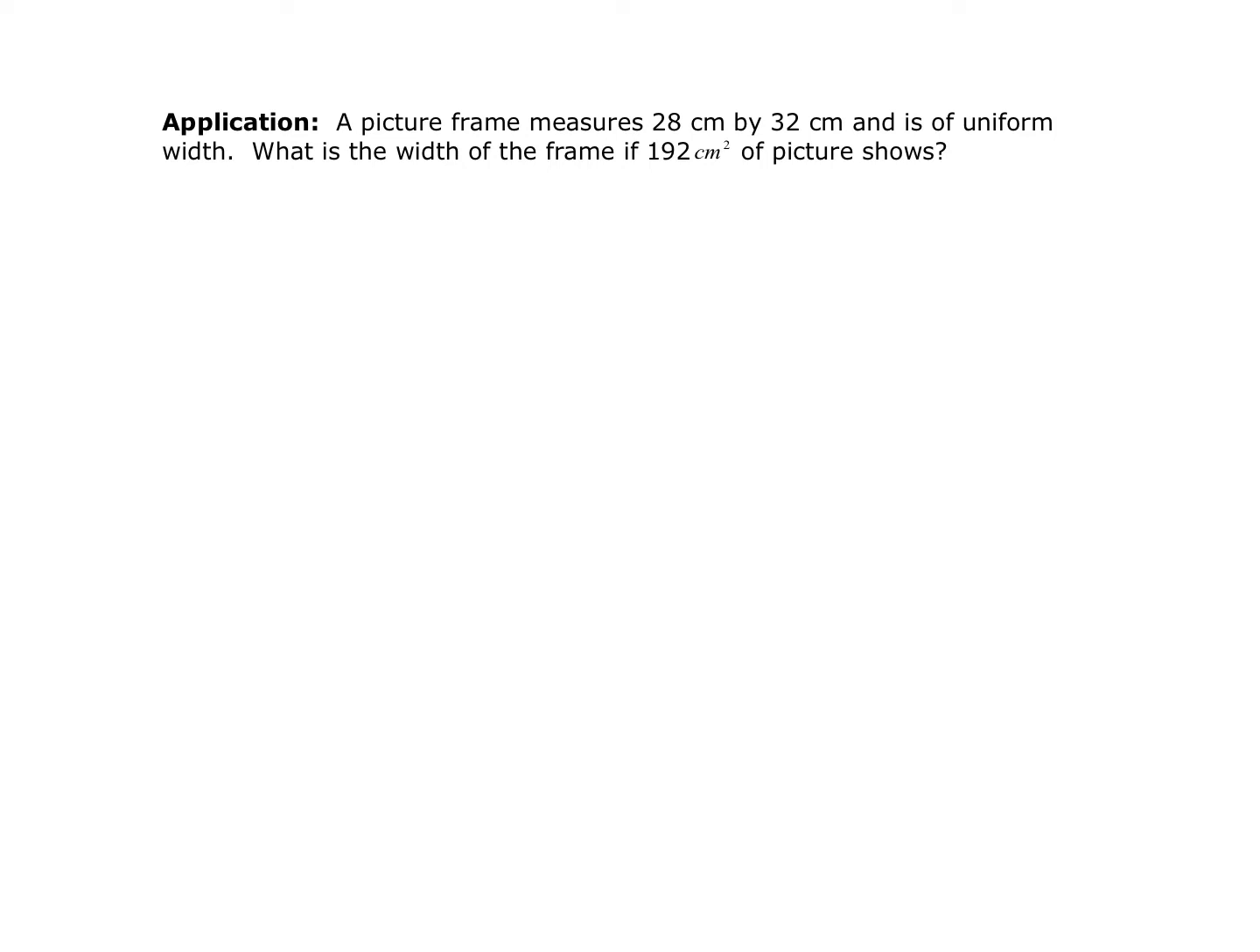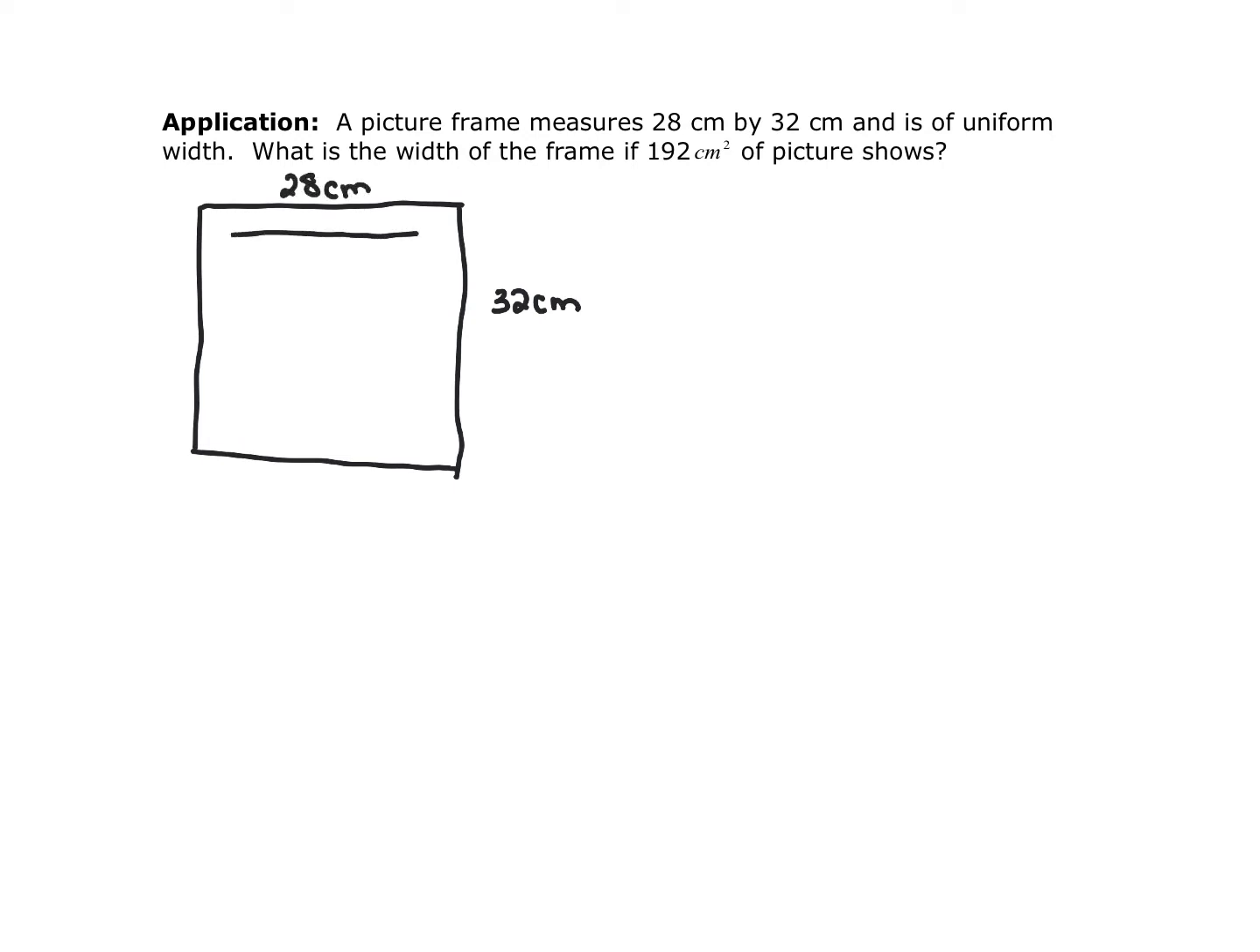So as is always the case with an application problem, it's a good idea to identify your variables. And in this particular case, I'm going to do that on a picture so that I can understand what's happening. So I have a picture frame, and I know that it is 32 centimeters by 28 centimeters. Here's the frame. We're also told that the picture inside is 192 centimeters squared.